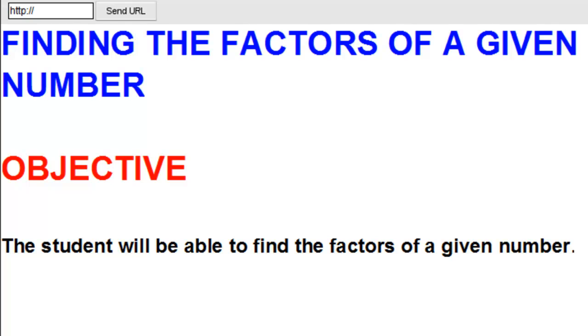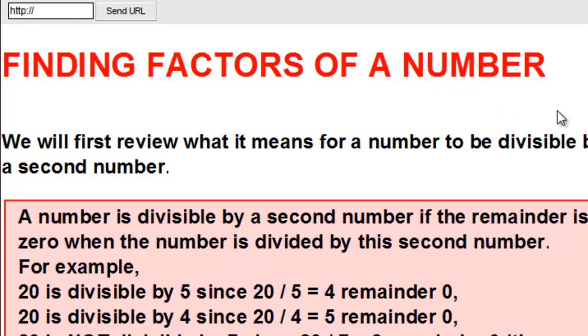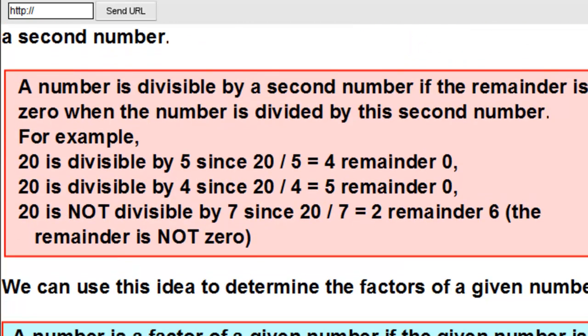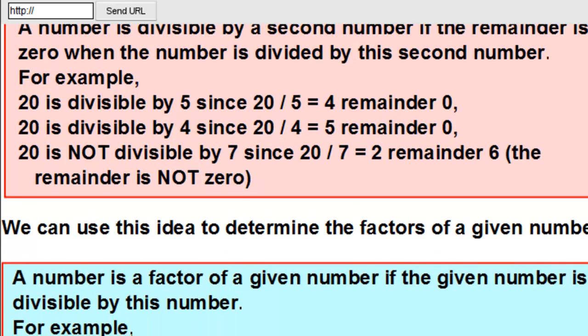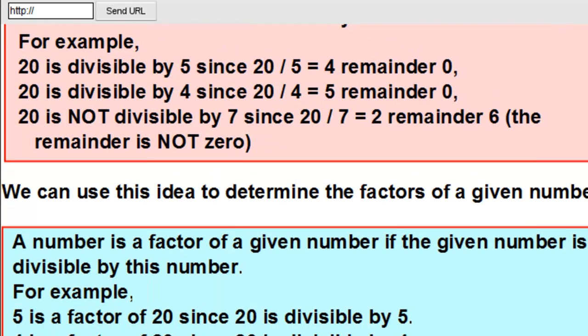In this lesson, the objective is that the student will be able to find the factors of a given number. We'll first review what it means for a number to be divisible by a second number. A number is divisible by a second number if the remainder is 0 when the number is divided by this second number. For example, 20 is divisible by 5 since 20 divided by 5 is equal to 4, remainder 0.